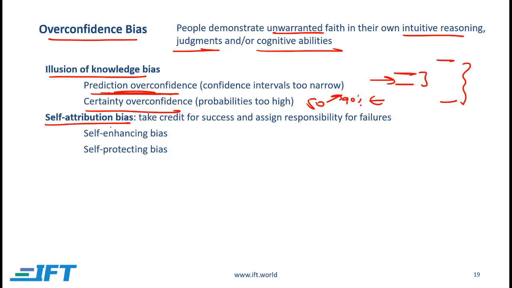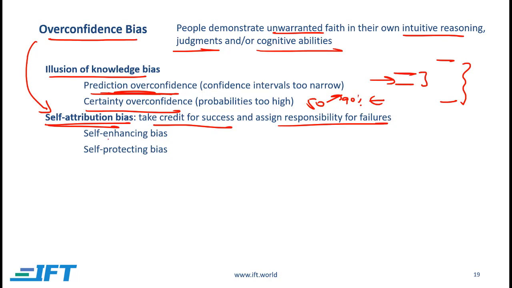Then we have self-attribution bias. Again, this is a category or falls under overconfidence bias. Here, investors take credit for success and assign responsibility for failures. And we see this around us all the time. When things go well, people attribute it to their own ability, their own knowledge, their own analysis skills. But when things don't go right, they might blame bad luck or blame someone else.